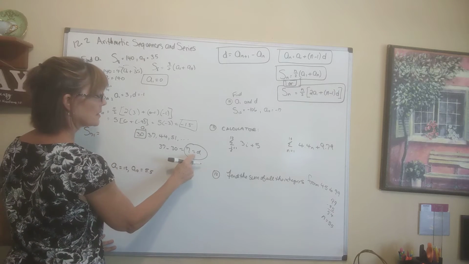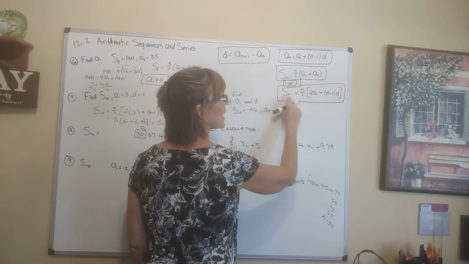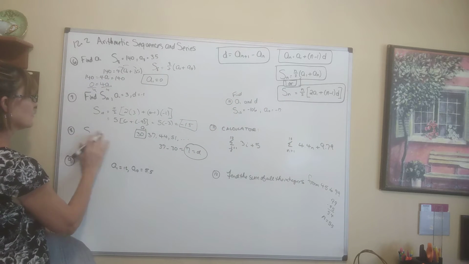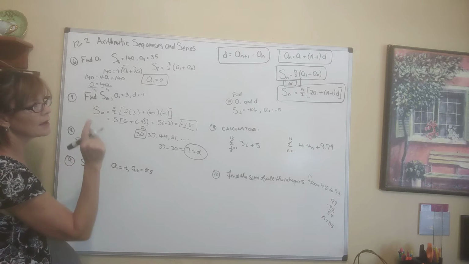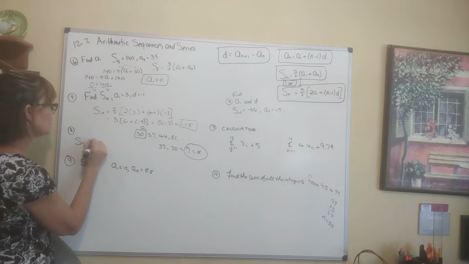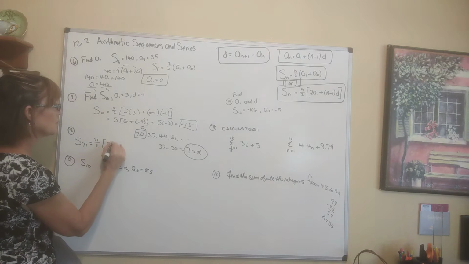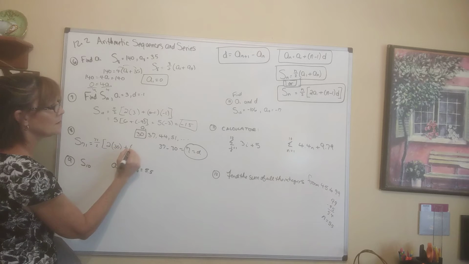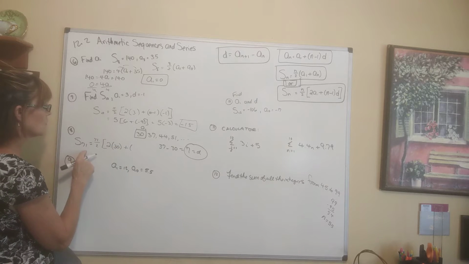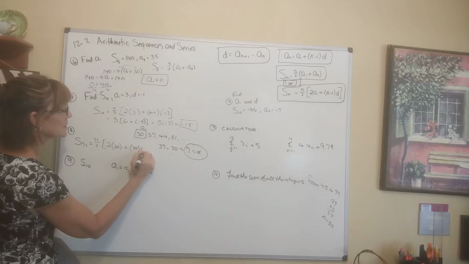That's the first term. This is D. If I know the first term and I know D, then it's easy to calculate that. So S sub 71 is equal to n divided by 2, or 71 divided by 2, times 2 times A sub 1, which is 30, plus n minus 1. 71 minus 1 is 70, times D, which is 7.